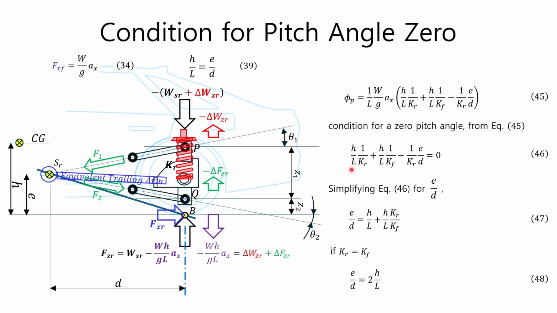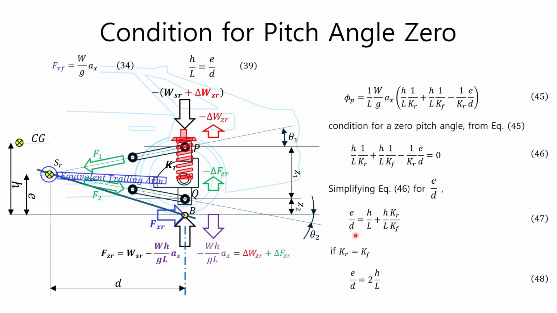Therefore, if we derive the condition for a 0 pitch angle from equation 45, it can be expressed as equation 46. Equation 46 can be rearranged for E over d to obtain equation 47. The first term on the right side of equation 47 represents the anti-rise condition of equation 39, derived earlier. As previously explained, in general suspension geometry, the condition for 0 rise is not the same as the condition for 0 pitch angle.